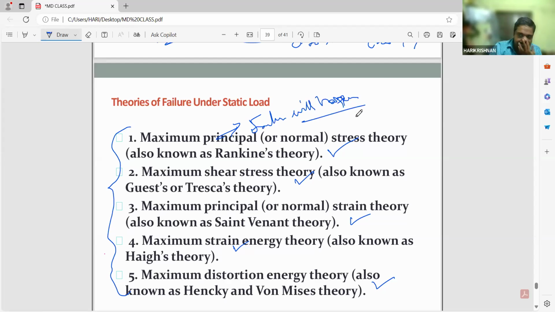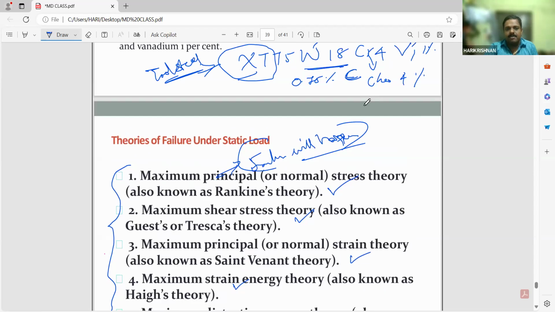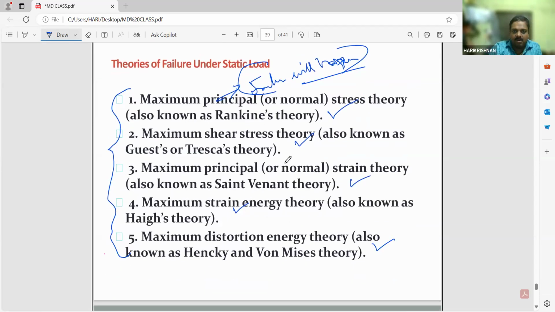These are the theories which suggest how the failure is happening. So these are the 5 theories. One is maximum principal stress theory, known as Rankine theory; maximum shear stress theory, known as Guest-Tresca theory; maximum principal strain theory, known as Saint-Venant theory; maximum strain energy theory, also known as Haigh's theory; and maximum distortion energy theory, also known as Henky-von Mises theory.